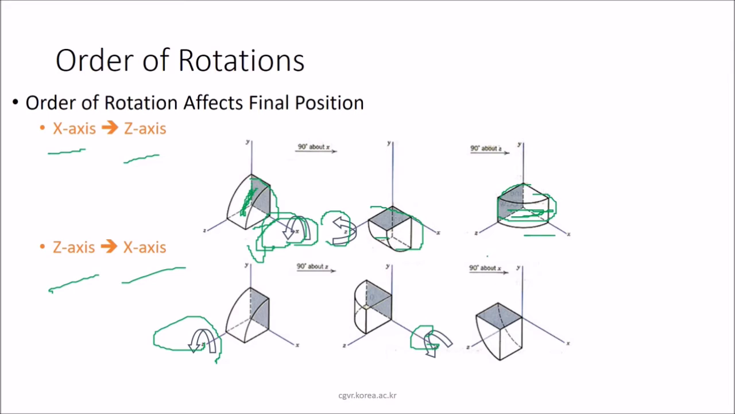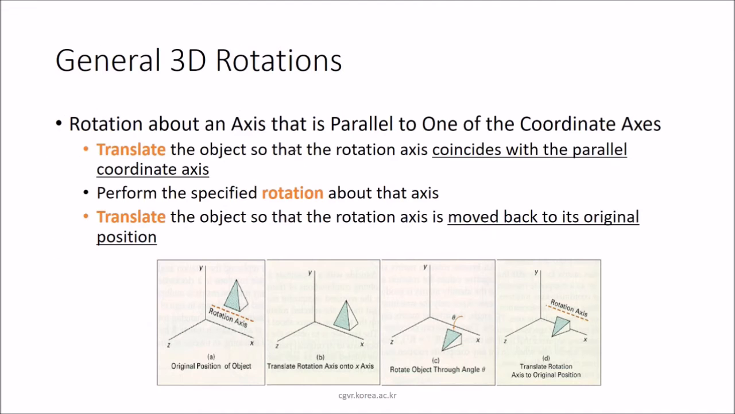This is the final position, and the position is changed. In general 3D rotations, rotation about an axis or any axis that is parallel to one of the coordinate axes is called the general 3D rotation.